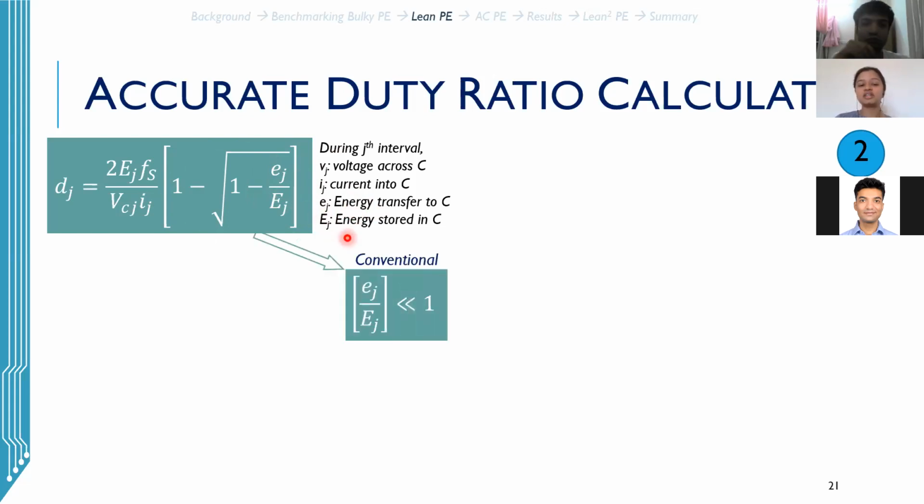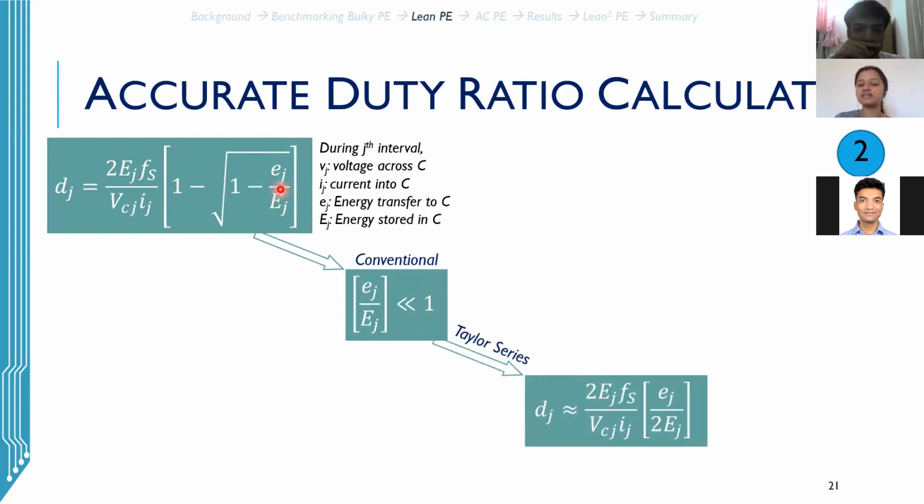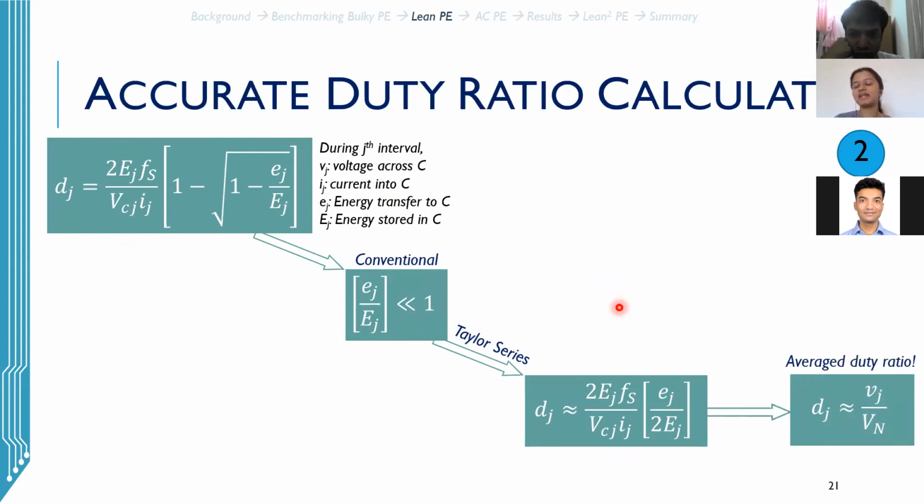For conventional cases, this ratio is much smaller than 1. If this ratio is smaller than 1, we can use a Taylor series expansion to simplify this expression. Ignoring the higher order terms, we find that we have converged to the average duty ratio. So the question is, can we use this particular expression or a simplified version of it? It depends on the design problem.